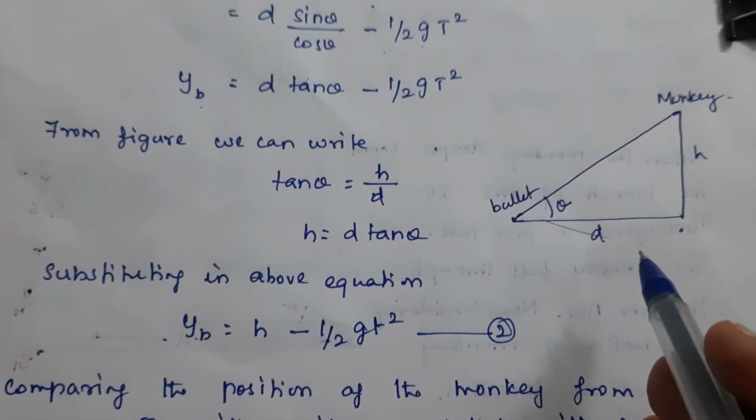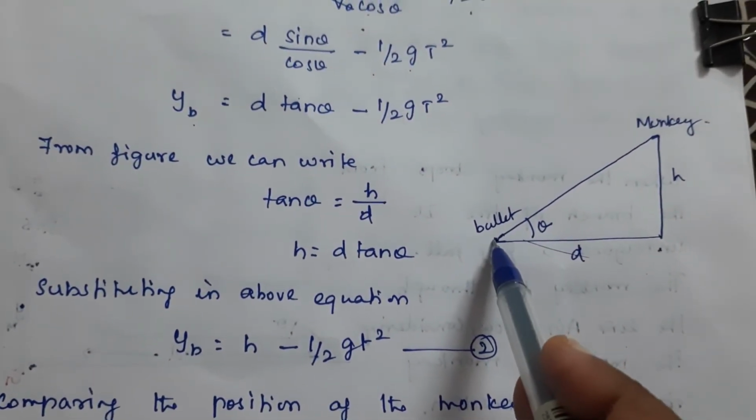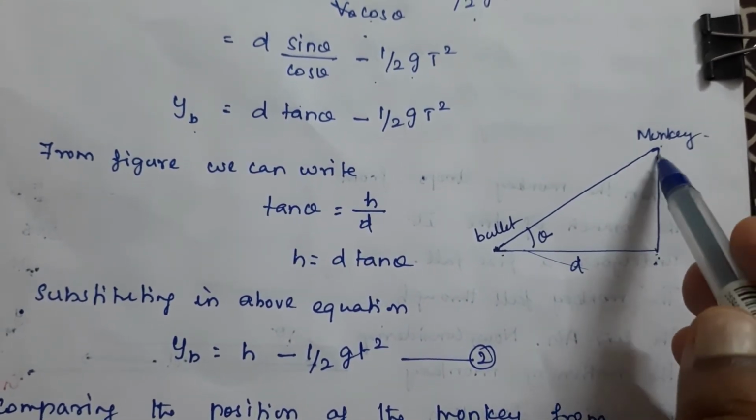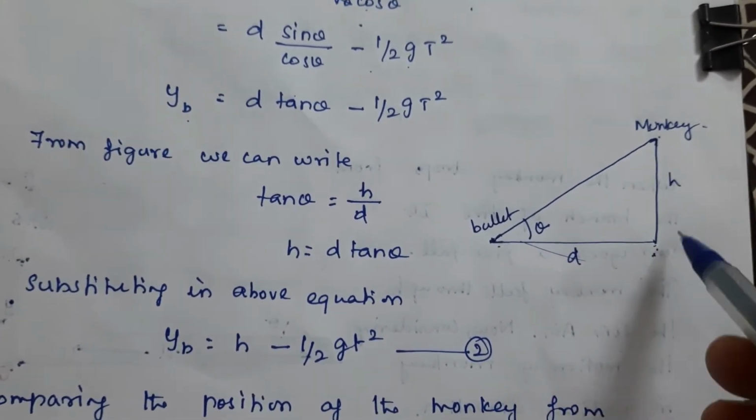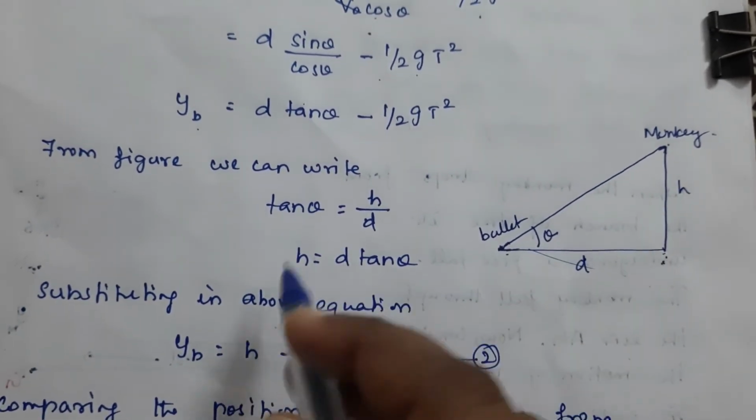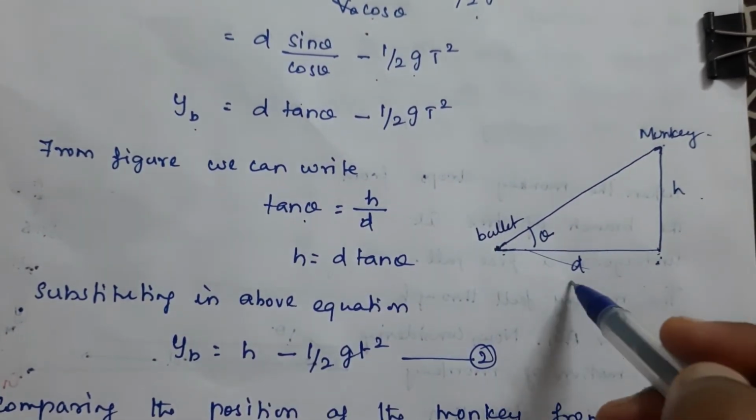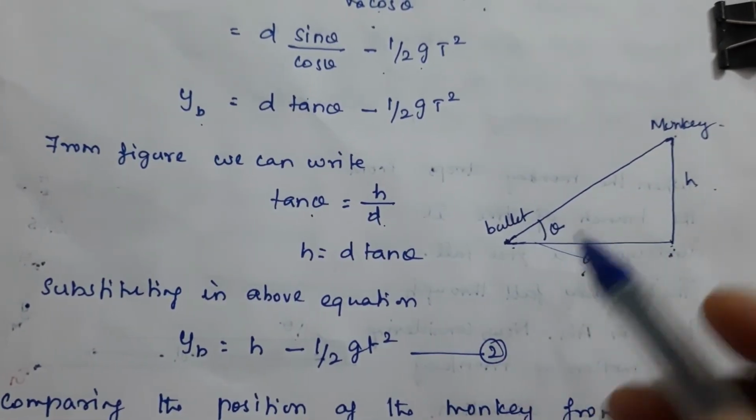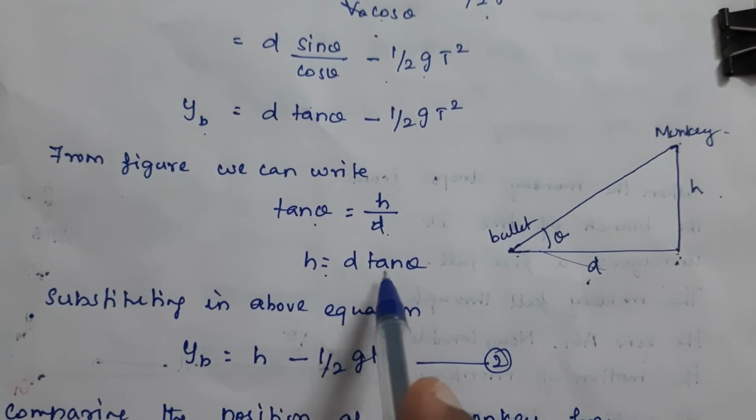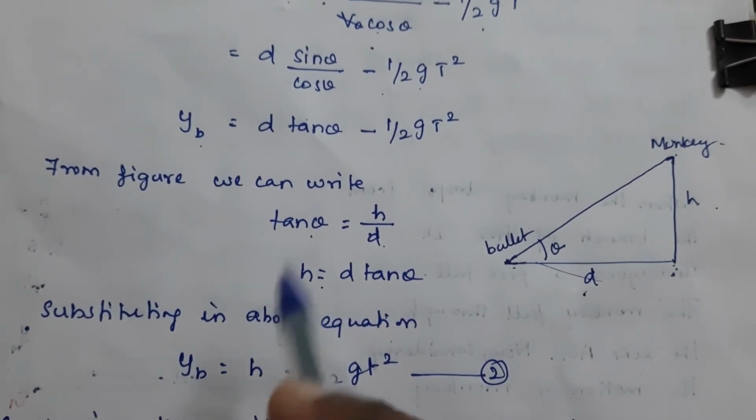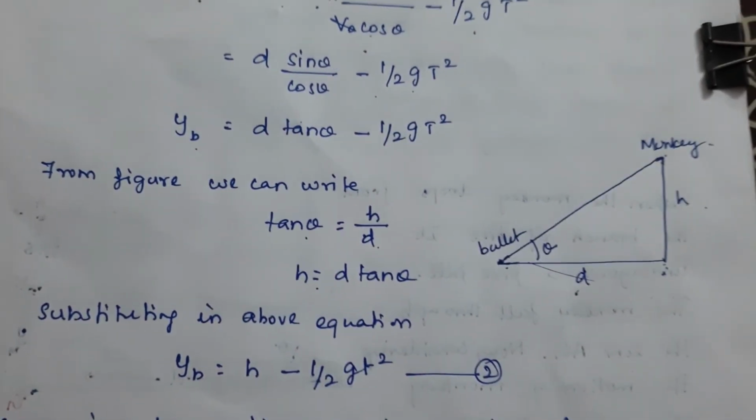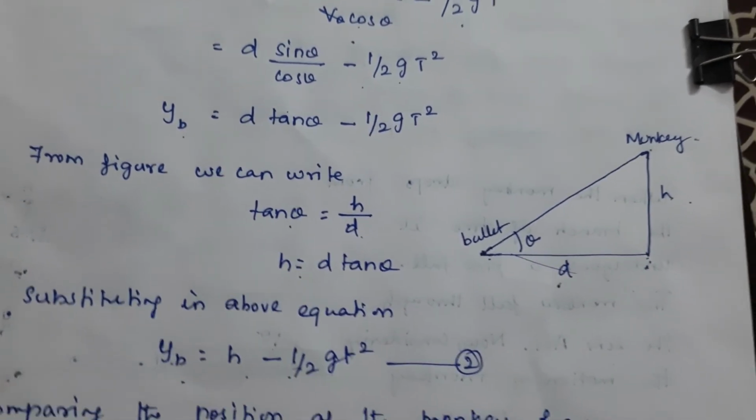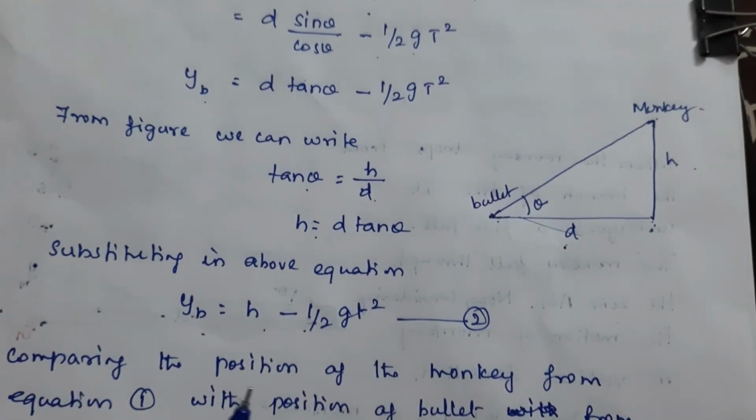Now from the figure, this is the position of the bullet, this is the horizontal distance and this is the height at which the monkey is hanging in the tree. From this diagram we can write tan theta is equal to h by d. So h is equal to d tan theta. Now I am going to substitute it in this equation. So I got yb is equal to h minus half gt square.